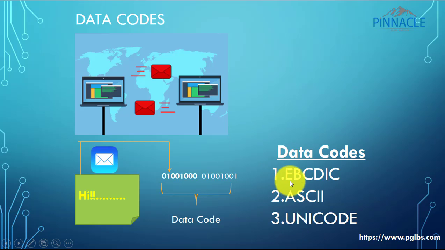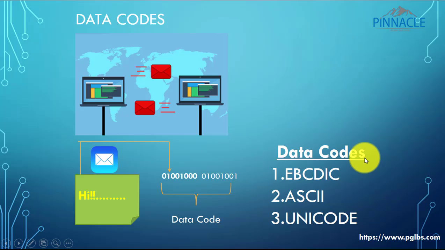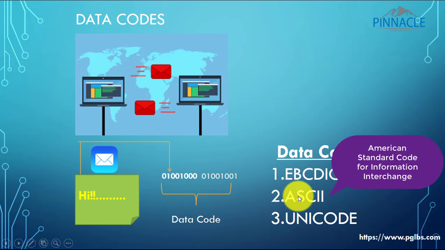Now there are different types of data codes which are available. The first type is called EBCDIC. EBCDIC stands for Extended Binary Coded Decimal Interchange Code. This was predominantly used in IBM AS400 systems. Then you had ASCII. ASCII stands for American Standard Code for Information Interchange.